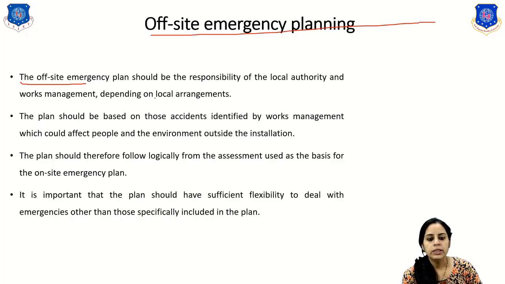The off-site emergency plan should be the responsibility of the local authority and works management, depending on the local arrangements, right? So the plan should be based on the accidents identified by the works management which could affect people and the environment outside the installation. The plan should therefore follow logically from the assessment used as a basis for the on-site emergency plan. It is important that the plan should have sufficient flexibility to deal with emergencies other than those specifically included in the plan, right?